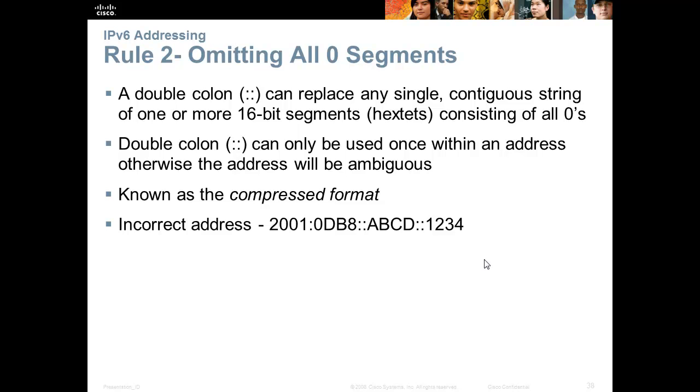So this example here shows an incorrect address where they have double colons twice. In that particular example, they're trying to replace strings of zeros more than once.